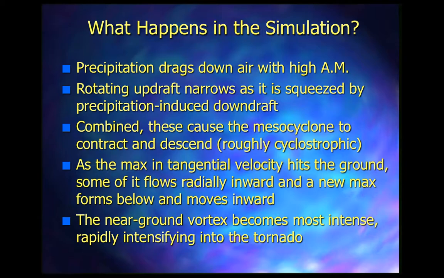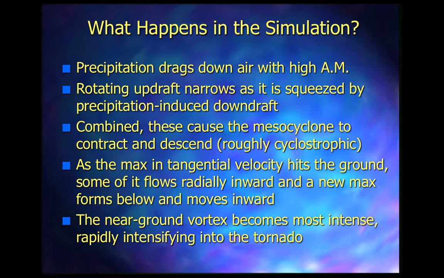Okay, so what happens in this simulation now? Precipitation drags the air down, as we talked about. It has high angular momentum. The rotating updraft narrows as it's squeezed by that precip-induced downdraft. As the downdraft is enhanced because the precipitation is falling, it's dragging air with it. So the downdraft is enhanced. The rotating updraft narrows. Well, why does it do that? Because angular momentum is conserved, and it's bringing in toward the axis stronger air. And as it nears the air with stronger rotation, the air is rotating faster. That causes the mesocyclone to contract and descend to the ground in a roughly cyclostrophically balanced manner.